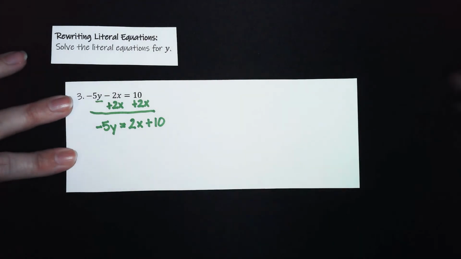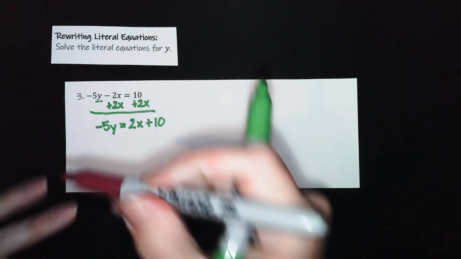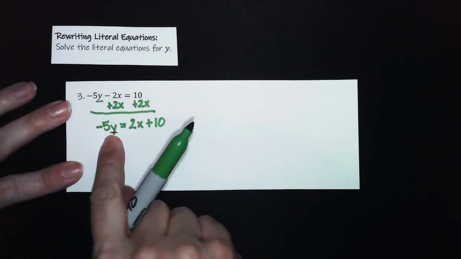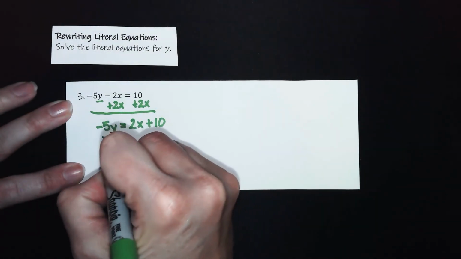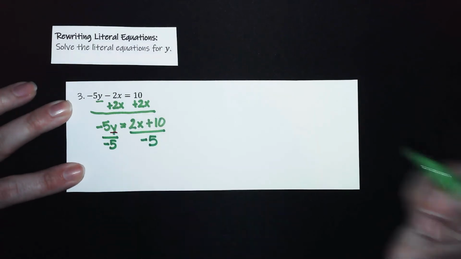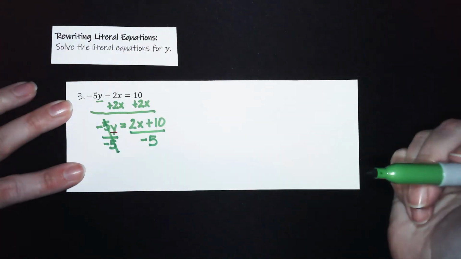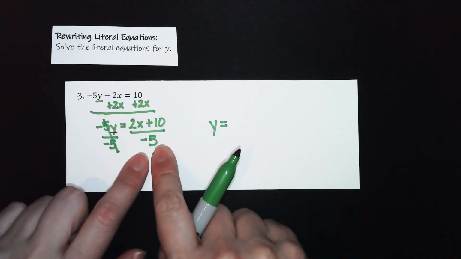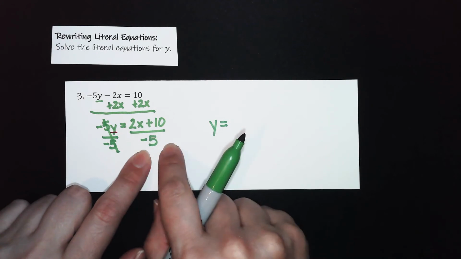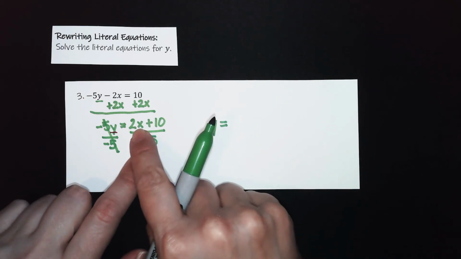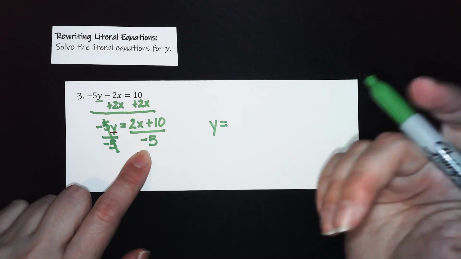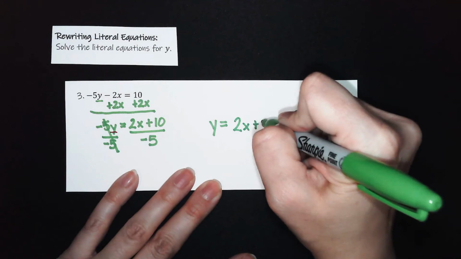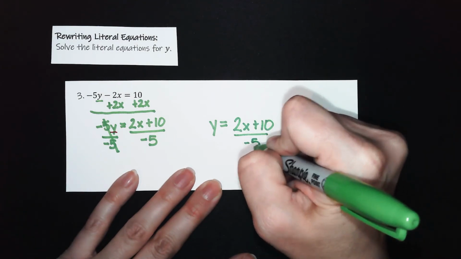And I still need the y all by itself. So I needed to get rid of that -5. Well, it's multiplying the y, so I'm going to divide by -5 to everything. So these -5s cancel, and I'm left with y equals. Now, if things could simplify, we would simplify it, but I have a 2 divided by 5, that doesn't really simplify. So we can just leave this answer alone. So 2x plus 10 over -5.